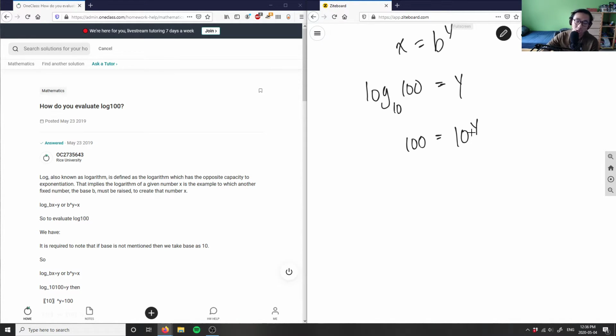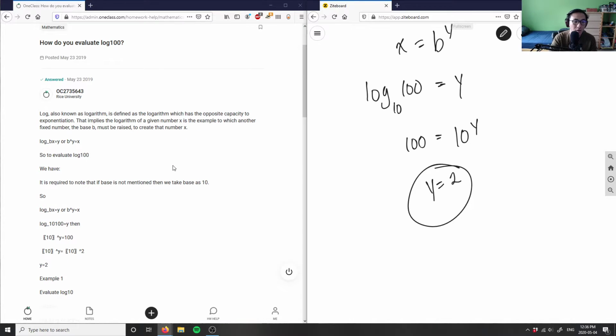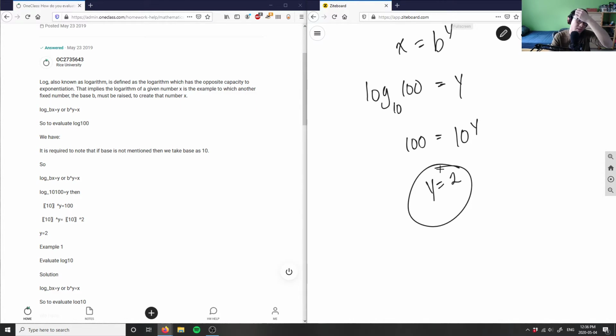We could use trial and error to figure this out. Or if you know that 10 squared equals 100, then we know that y here equals 2, right? This would be our answer for this problem. Log of 100 equals 2, because I know that 10 squared equals 100. This is one of the ways we can solve this problem. Or, if you had a calculator, you could simply type in log of 100 and figure this out for yourself as well.